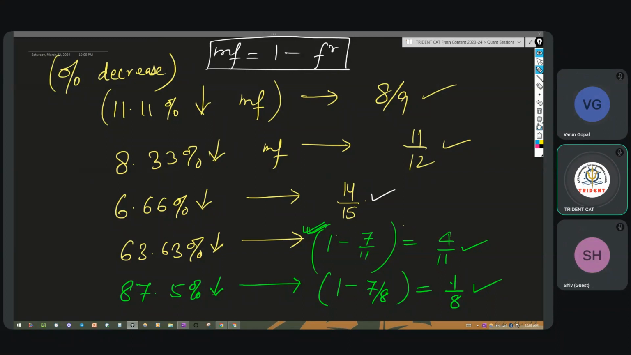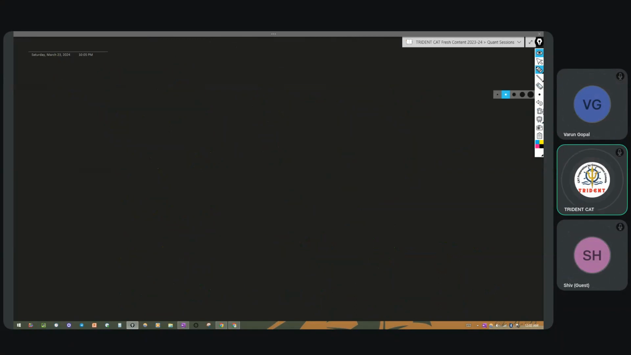Now guys, one interesting thing. These were relatively good numbers, but suppose there's a question that I ask you: what is the multiplying factor for 31% increment?